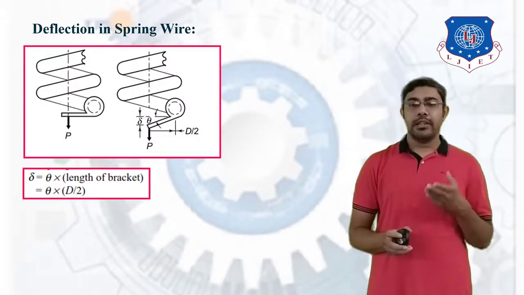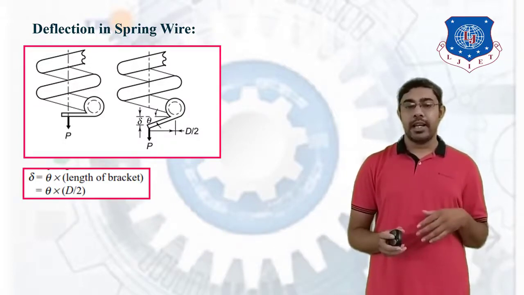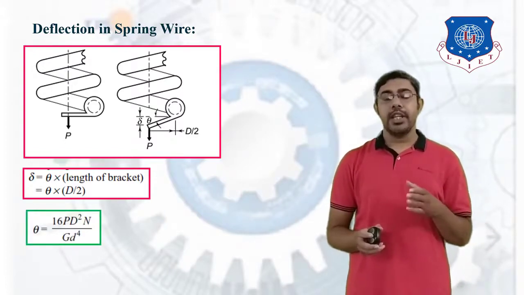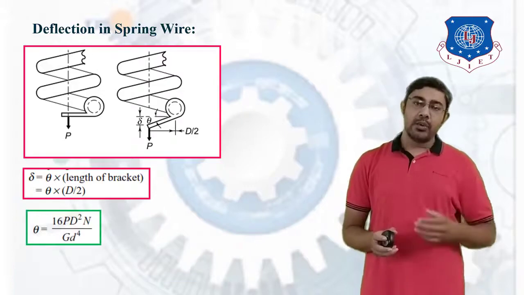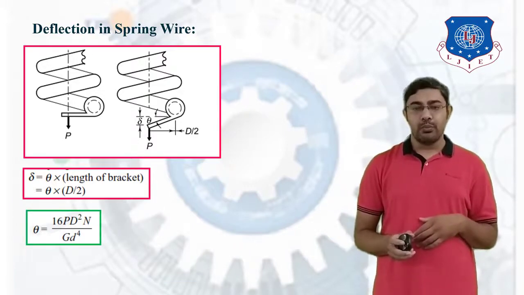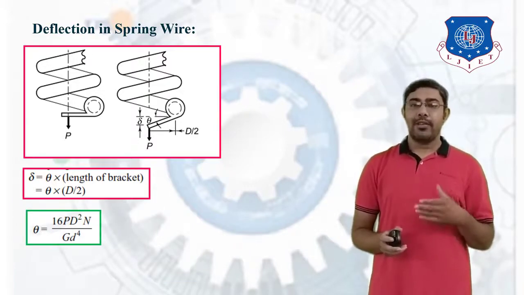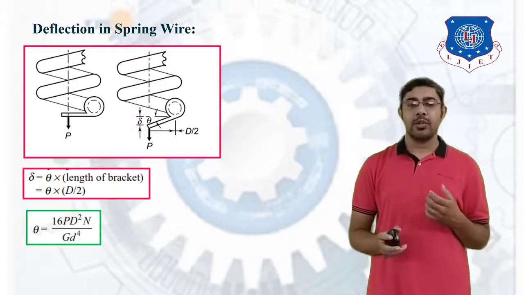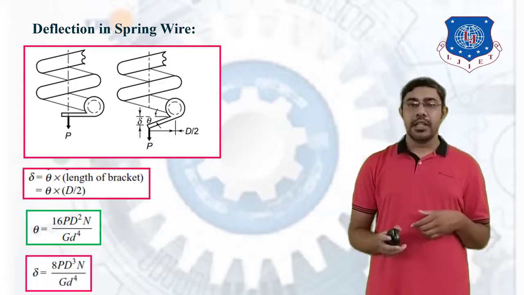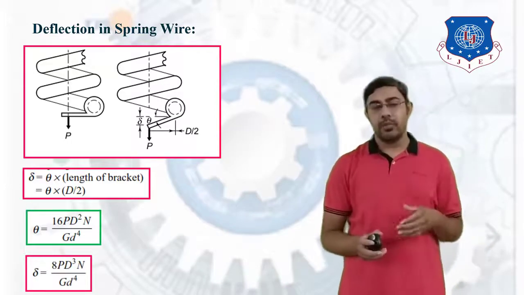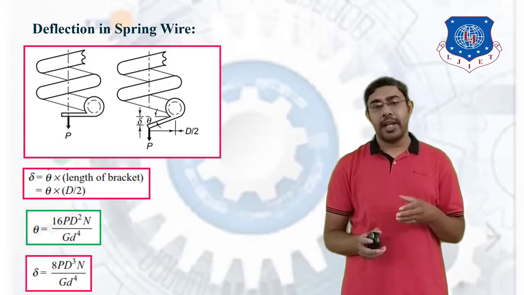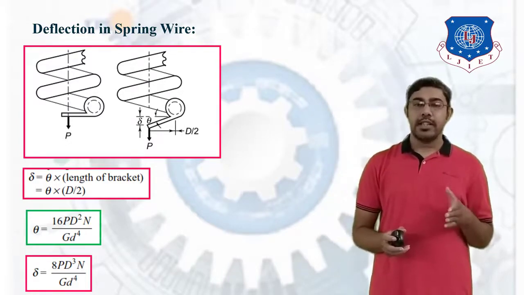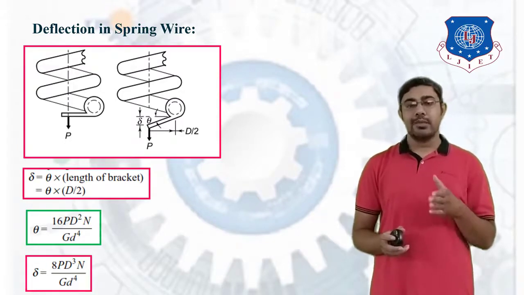We have calculated the value of theta in the previous slide. So theta is equal to 16PD squared into N divided by G d raised to 4. If we place the value of theta in our equation, we get the deflection in spring. So delta is equal to 8PD cubed into N divided by G d raised to 4. So this is the deflection in spring wire.